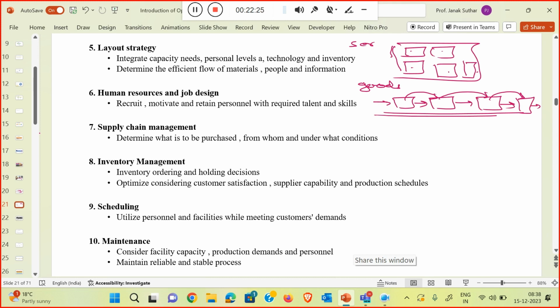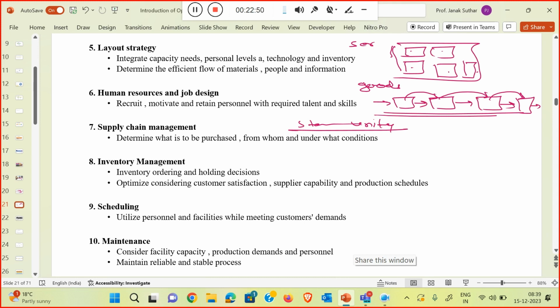the type of product. Okay, if you are producing the Statue of Unity, in that case, if you see, the strategy related to layout will be different. This is the product-based layout that we will apply. The types of layout we will discuss in the coming session, and at that time you will understand.